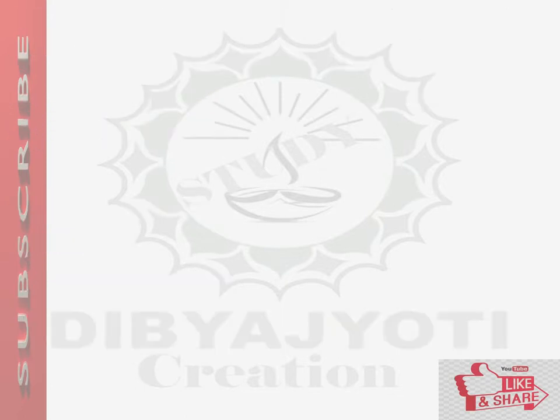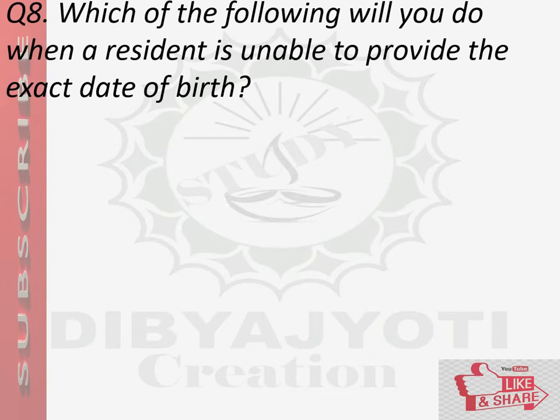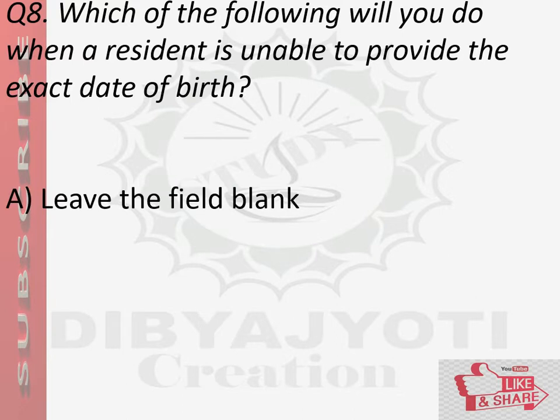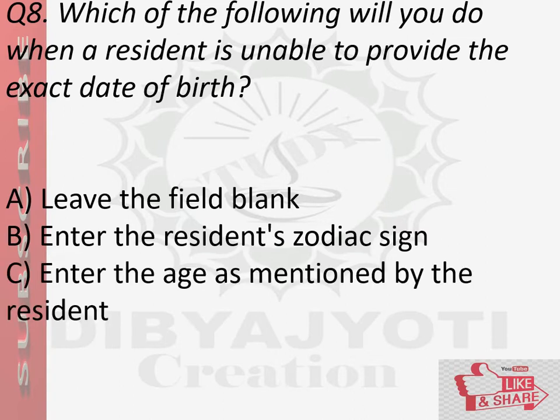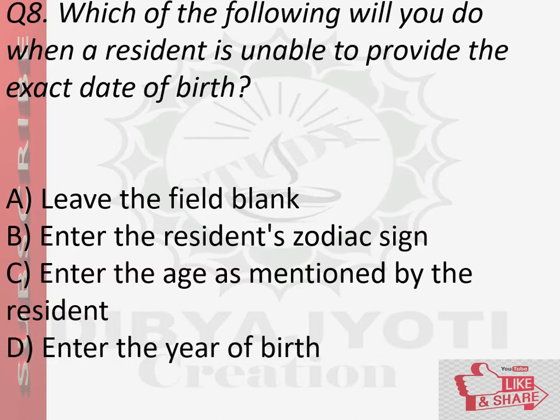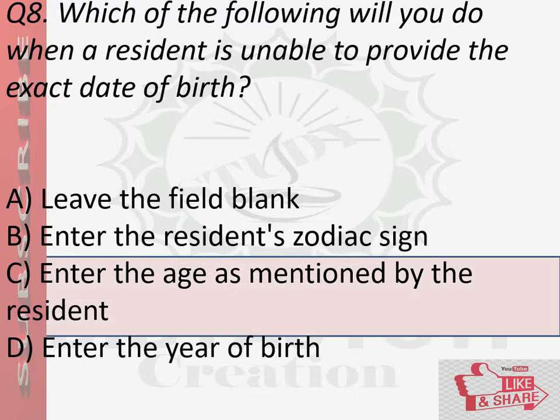Then question number 8. Which of the following will you do when a resident is unable to provide the exact date of birth? Options are: option A, leave the field blank; option B, enter the resident's zodiac sign; option C, enter the age as mentioned by the resident; option D, enter the year of birth. And the answer is option C, enter the age as mentioned by the resident.